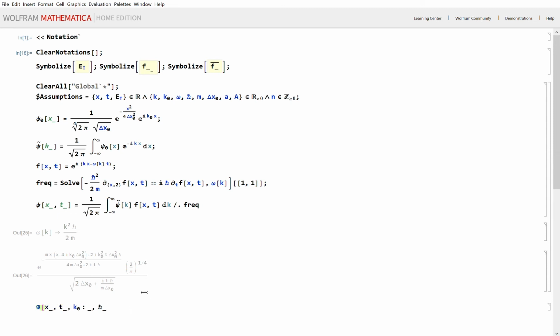Okay. We have mass, and then we also have the initial uncertainty of position. So we'll go ahead and put those, and I believe that's all my variables that I need. We'll set that equal to psi of xt. We'll call our manipulate function. We'll put a new function in xt, k naught, h bar, m, delta x naught.